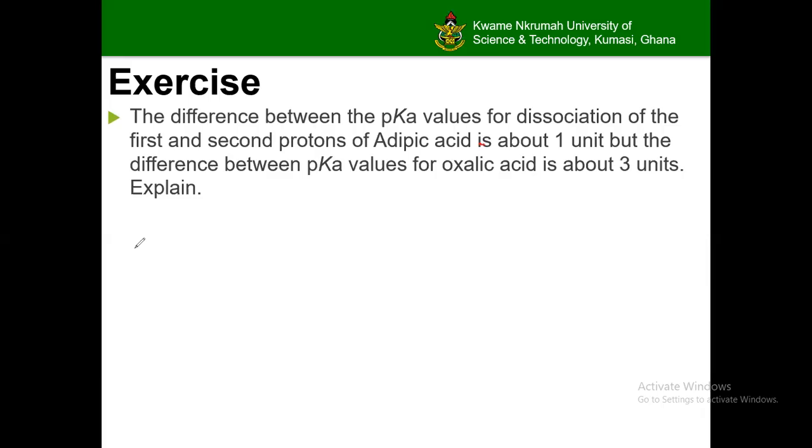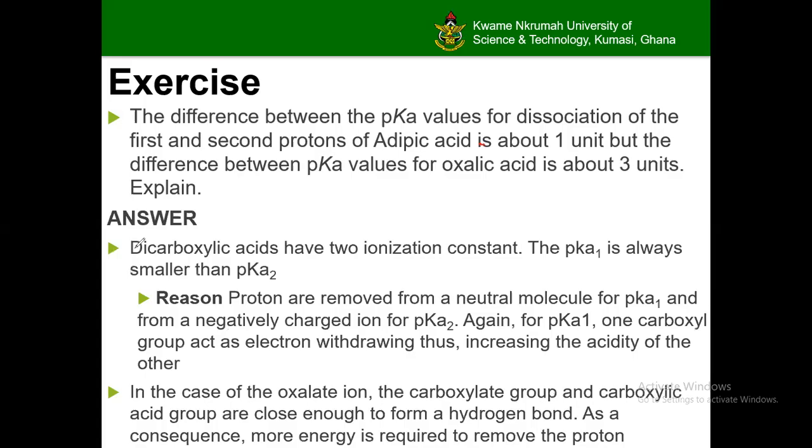of adipic acid is about 1, and then that of oxalic acid is about 3 units. Explain. Good. Now, the straightforward explanation for this one is that the difference is just related to the strength of the hydrogen bond then formed. And so for oxalic acid, the hydrogen bond formed is stronger than for adipic acid. And so you realize that between pKa1 and pKa2, because there's a strong hydrogen bond, there's a bigger difference, right? But then here we are expected to present the difference as has been presented. So you have to talk about pKa1, talk about pKa2 before we come to the main thing. So that is what has been presented here.